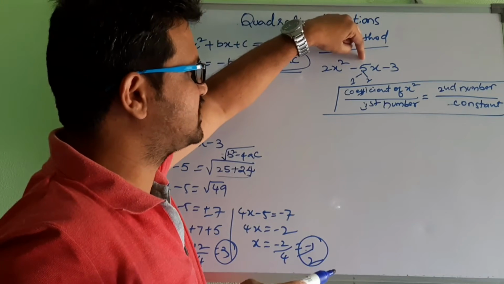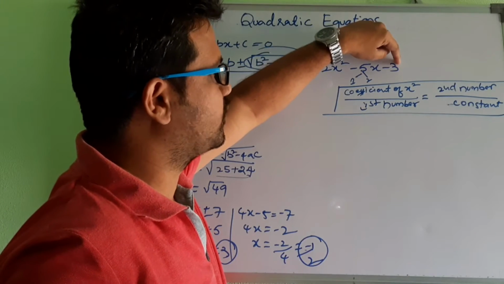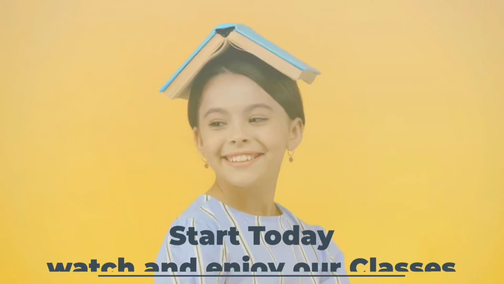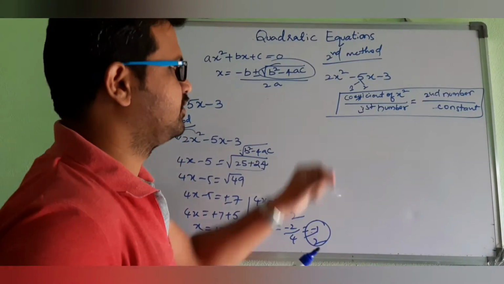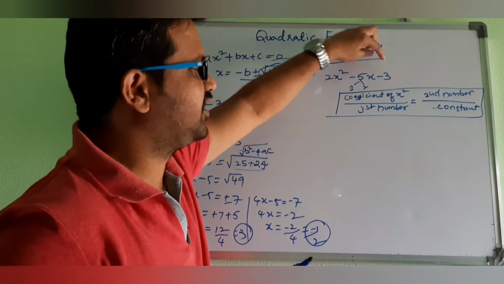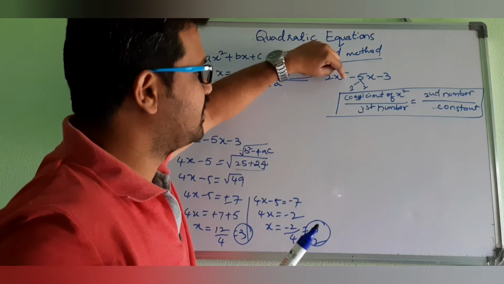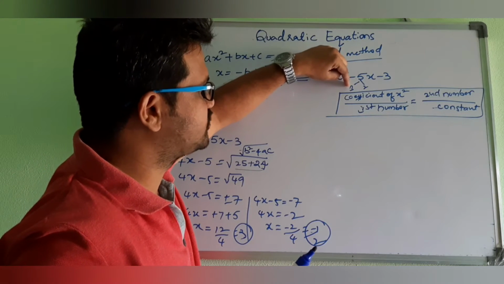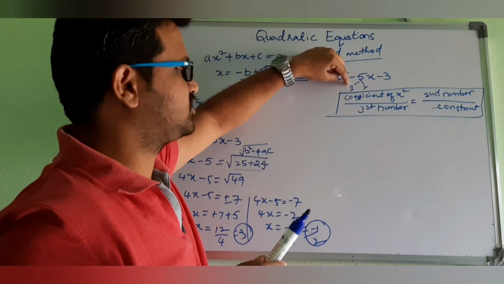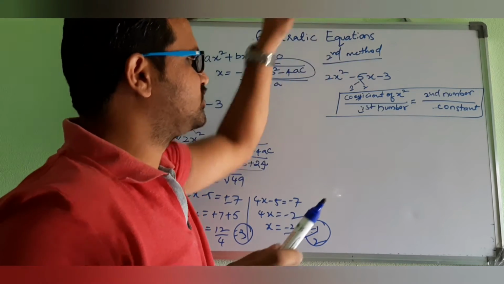When the x term is negative and the constant is negative, keep in mind that we have to split it so that the first term is negative and the second one is positive.